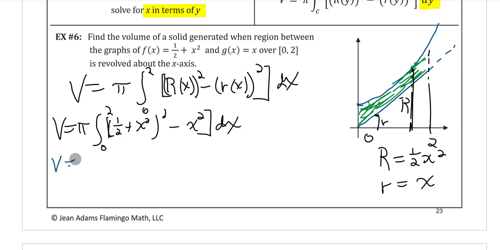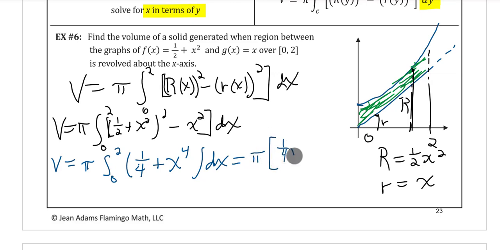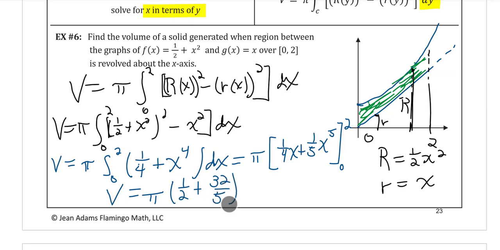When we expand this, we get V equals pi times the integral from 0 to 2. Expand and put everything together, we get 1/4 x to the 4th minus x squared, dx. So we get pi times 1/20 x to the 5th minus 1/3 x cubed, evaluating between 0 and 2.